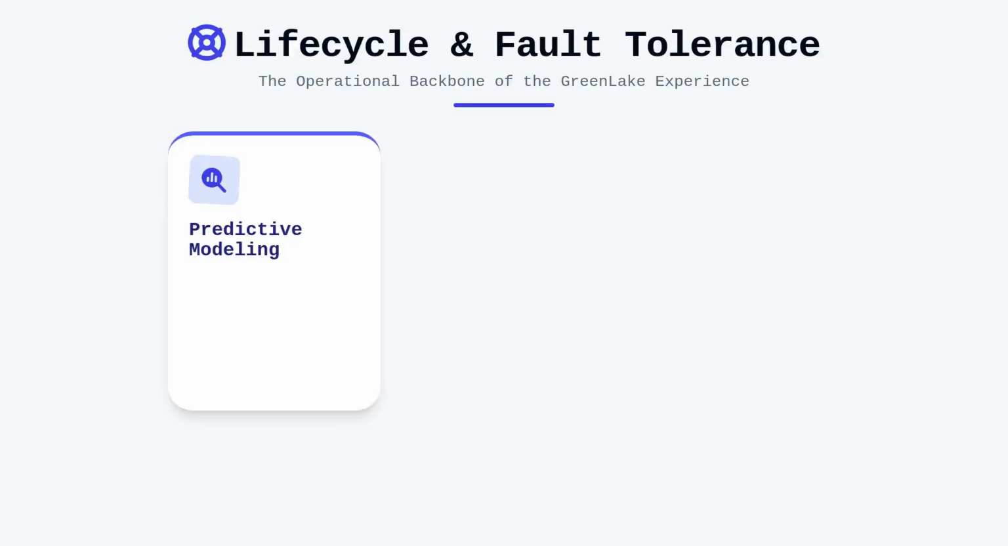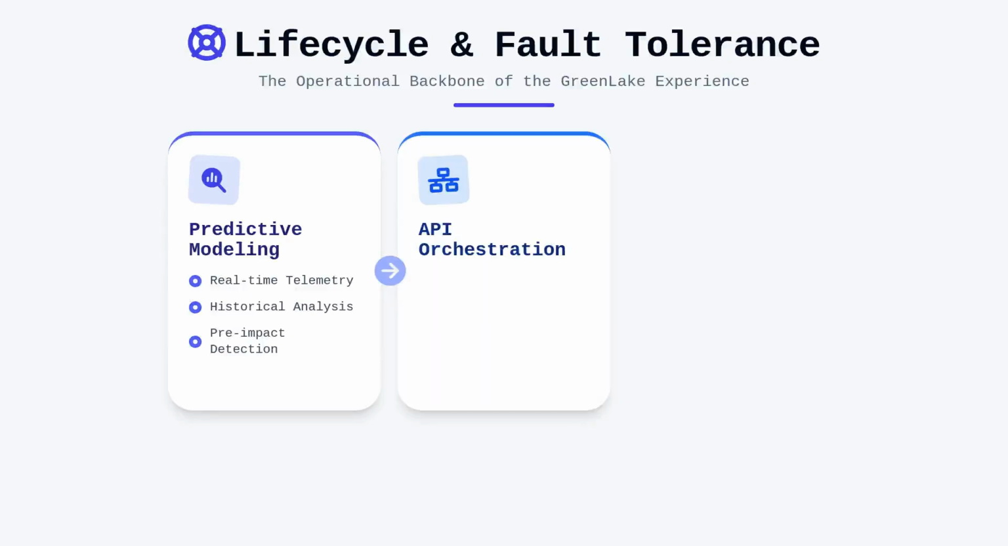Lifecycle management and fault tolerance constitute the operational backbone of the GreenLake experience, requiring a shift in how we approach maintenance and remediation. The system utilizes predictive failure modeling, which cross-references real-time diagnostic telemetry against historical performance databases to anticipate hardware degradation before it impacts service levels. This proactive stance is supported by a standardized API integration layer, which permits orchestration tools and external management platforms to interact with the environment programmatically.